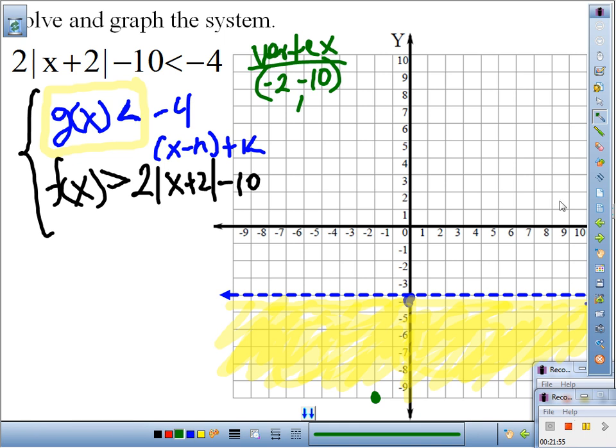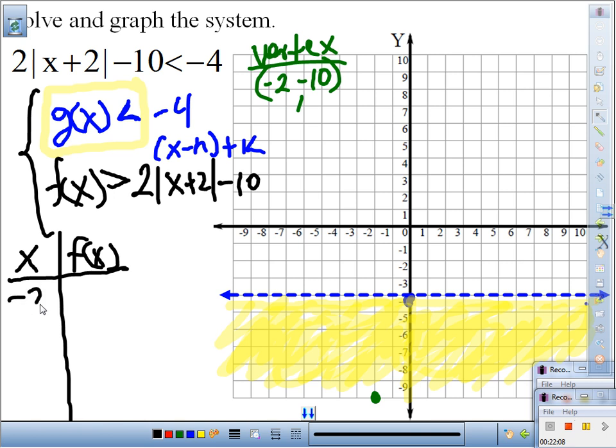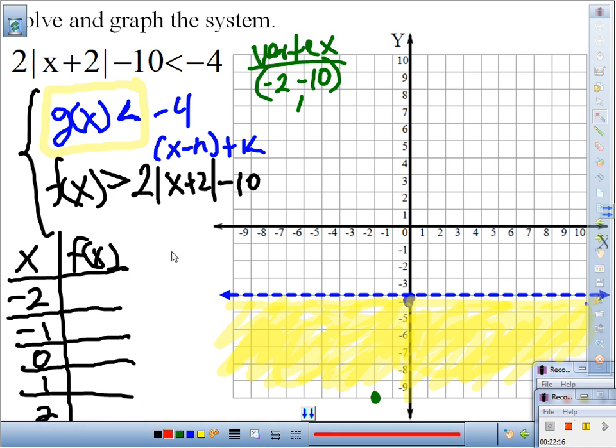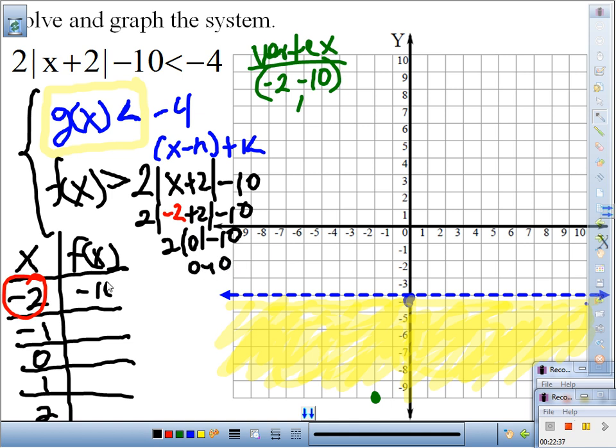All right, so now that we have that, we need points. And how do we get our points? x, f of x. Negative 2, negative 1, 0, 1, 2. What's my first value? Negative 2. I substitute that in here. I'm going to show you the work just for that one. 2 times negative 2 plus 2 minus 10. What is negative 2 plus 2? 0. What is 2 times 0? 0. What is 0 minus 10? Negative 10.